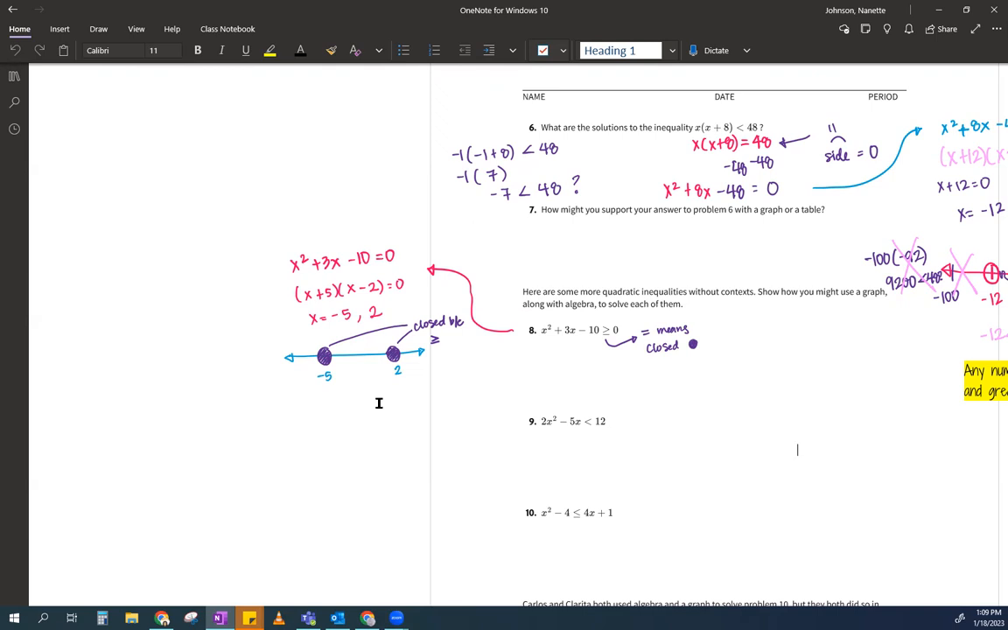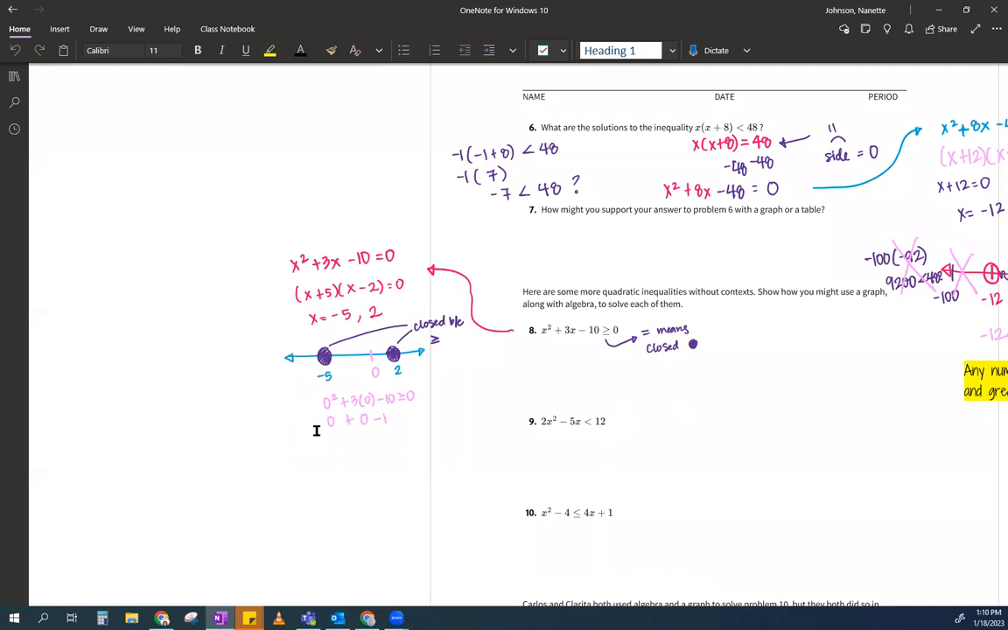Okay, so I'm going to graph the number 0. It's probably over here-ish, right? So this number 0, I'm going to take my favorite number 0 and I'm going to plug it into here to see if it's a true statement. Okay, so I'm going to say 0 squared plus 3 times 0 minus 10. Is that greater than or equal to 0? So that's 0 plus 0 minus 10. That's negative 10.